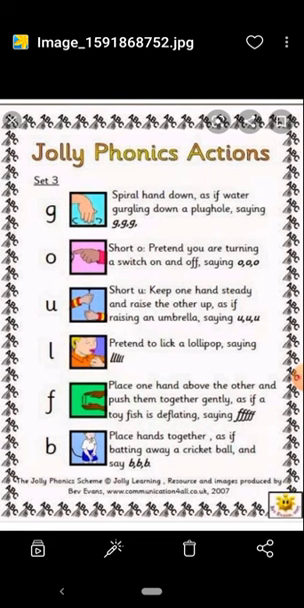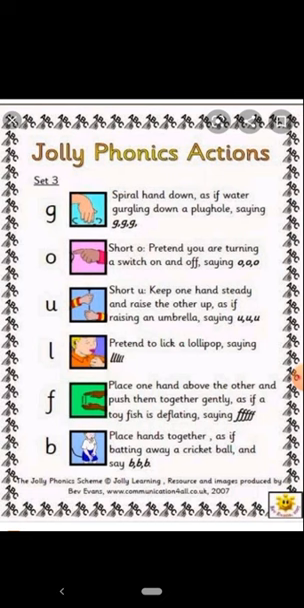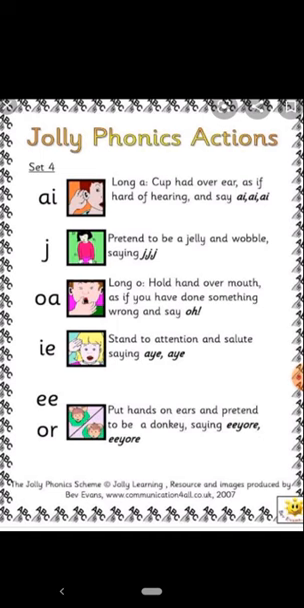The next one is b. Place hands together as if batting away a cricket ball. Like you're batting away, like in hockey or baseball, where you see them using bats to hit the ball. That's the same movement. You're batting the ball, b, b, and say b. Now that is set 3. Let's move on speedily to set 4.